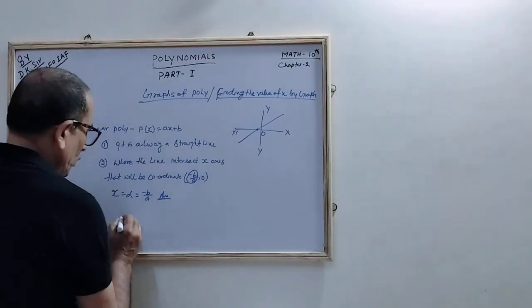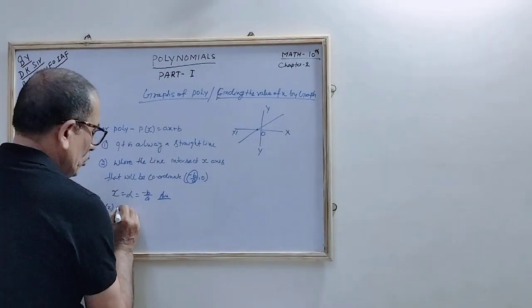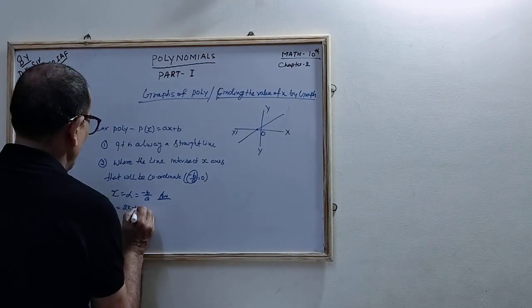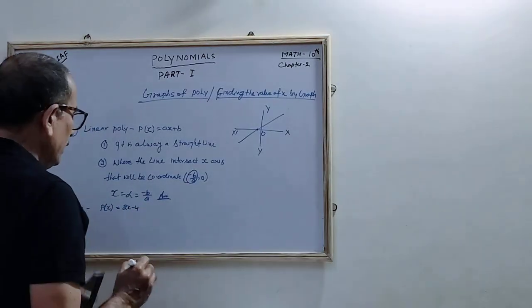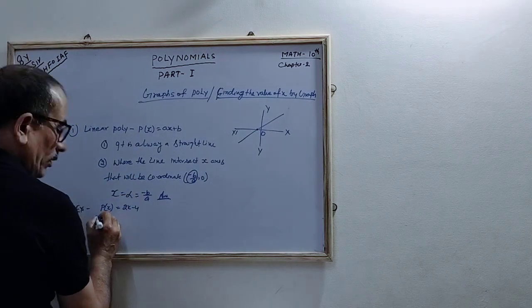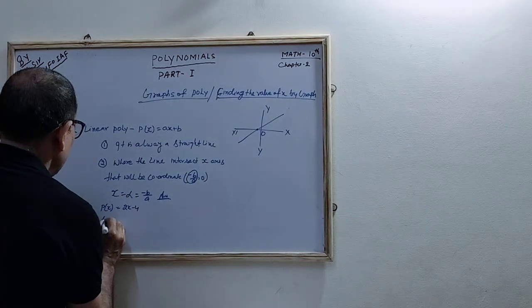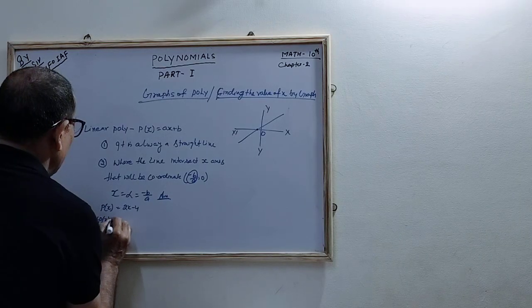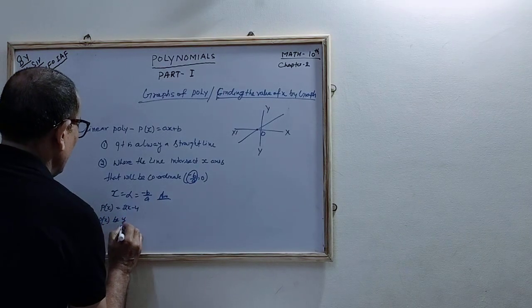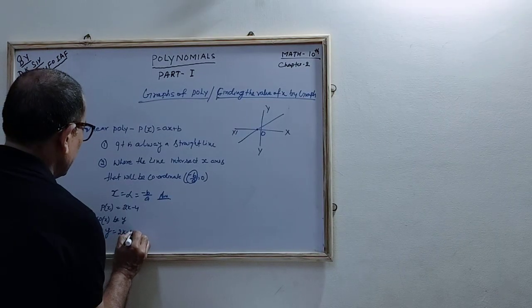One example is given: the polynomial p(x) is equal to 2x minus 4. How do we find x and y? First, let p(x) be y. Then y is equal to 2x minus 4.